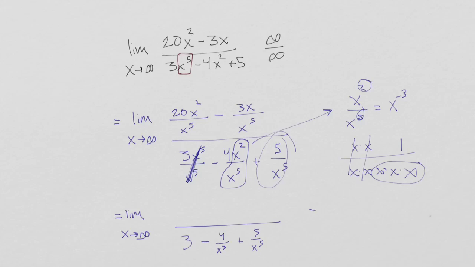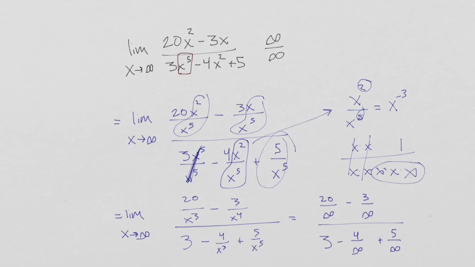On the numerator, again, x squared divided by x to the power of 5 leaves us with x cubed on the denominator. And x divided by x to the power of 5 is going to leave us with x to the power of 4 on the denominator. And now we go ahead and try plugging infinity into all of these things and see what happens. 20 divided by infinity goes to 0. 3 divided by infinity goes to 0. 4 divided by infinity goes to 0. 5 divided by infinity goes to 0.